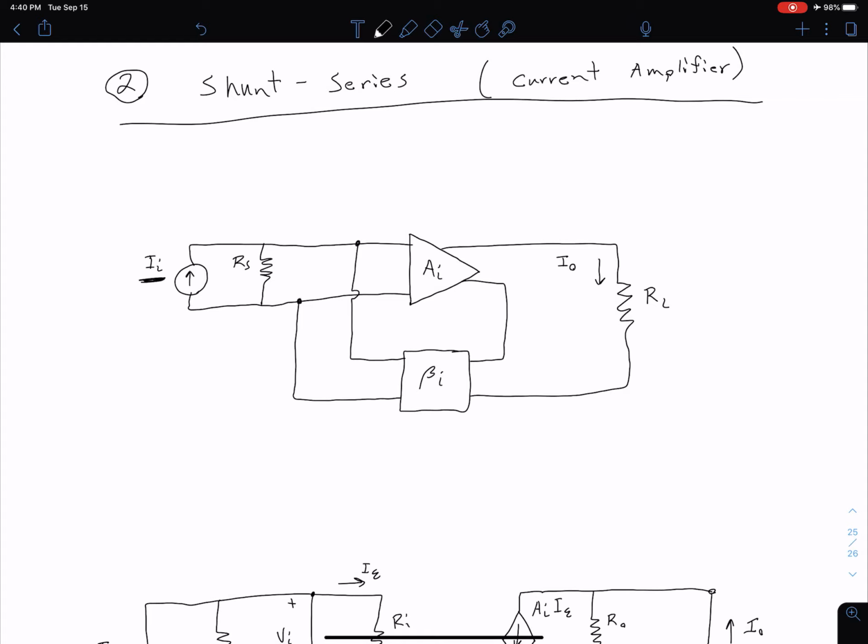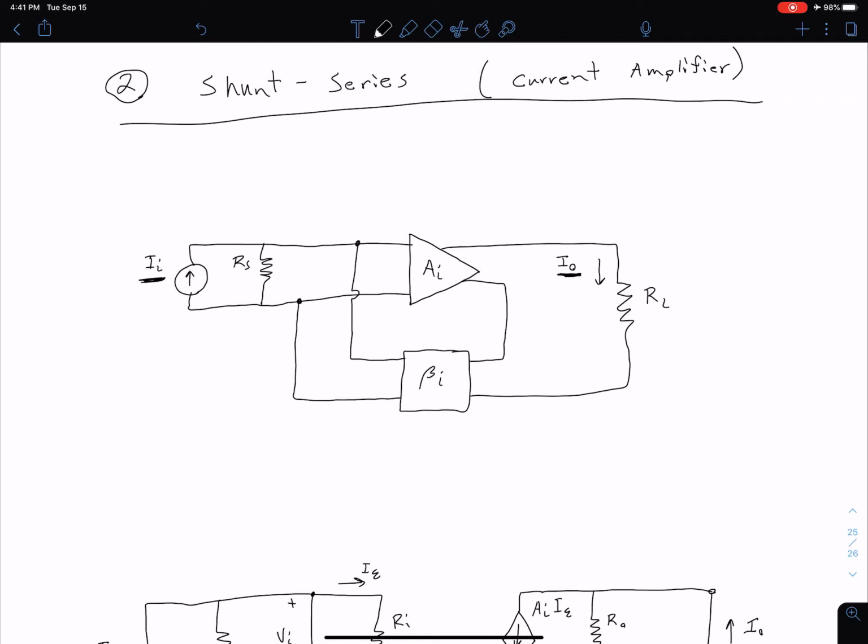And then on our output, we notice we have I naught over here on the right going through this load resistor R_L, and we notice that our A_I and our beta_I blocks are connected in series. So that's where the name shunt series comes from.